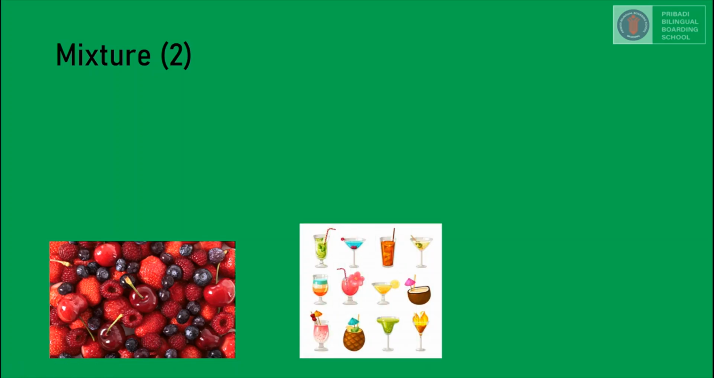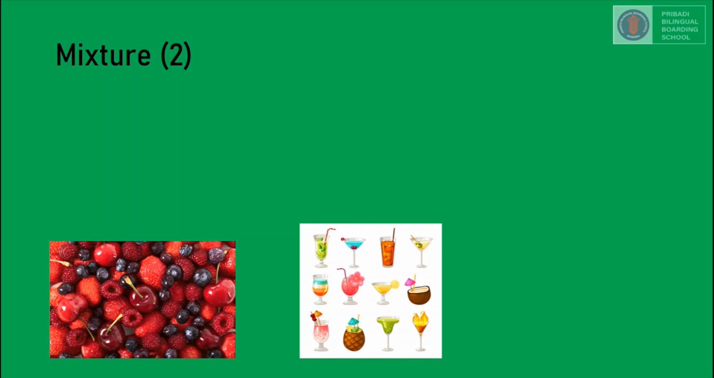The mixture can be made of solids. Like the example in this picture, these are berries. All of them are solids. They are mixed in one place. Or maybe, have you ever found a mixture of liquids? It's usually found in drinks. You mix orange juice and apple juice together. That is also an example of a mixture.